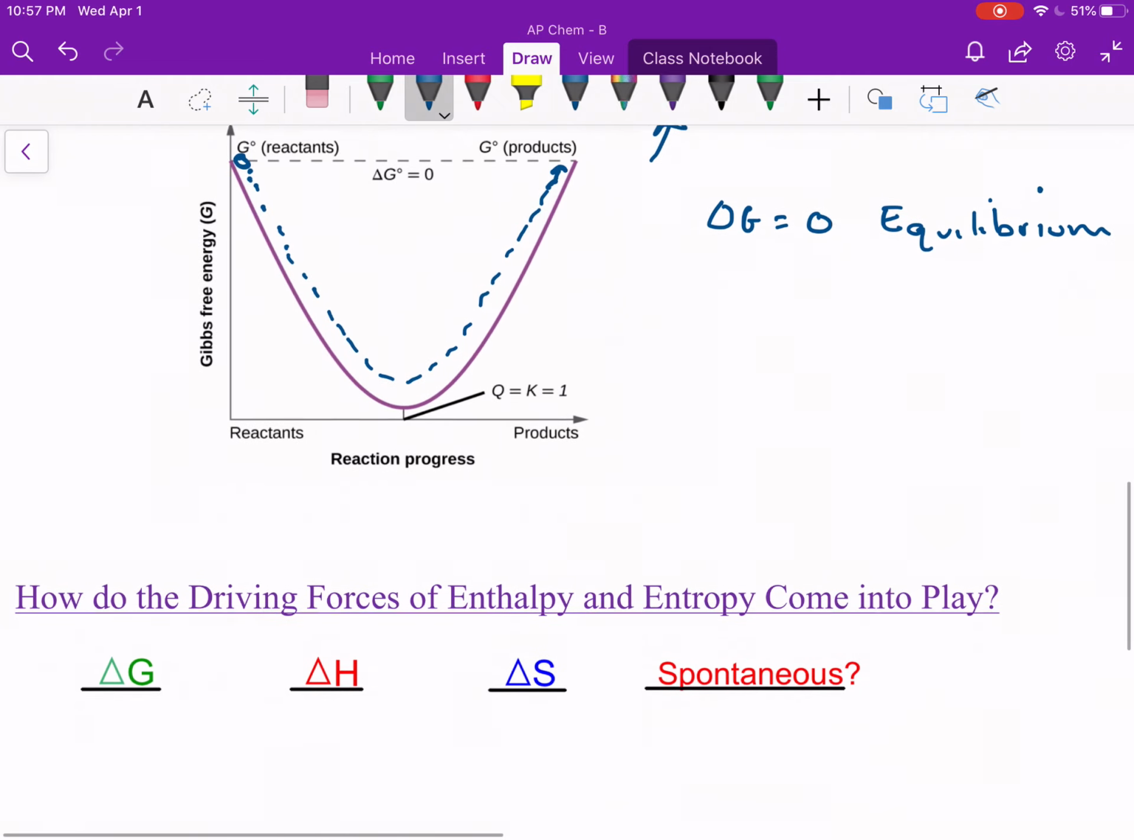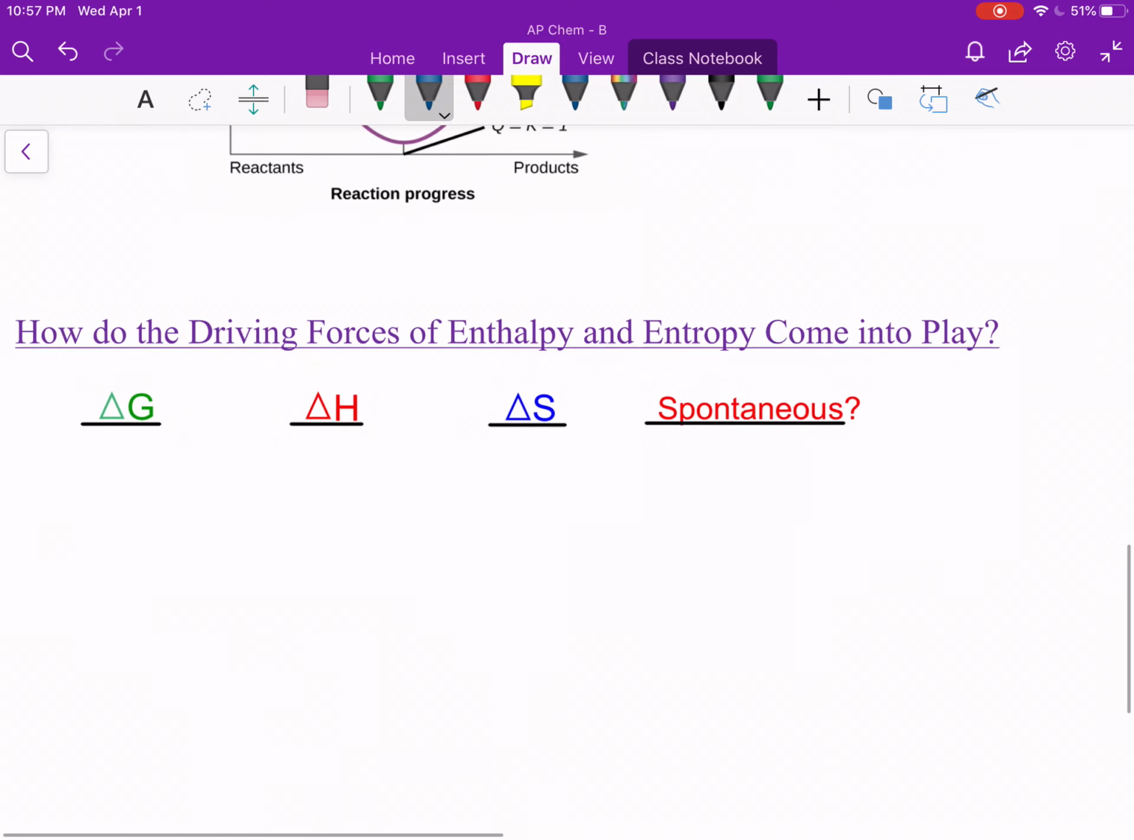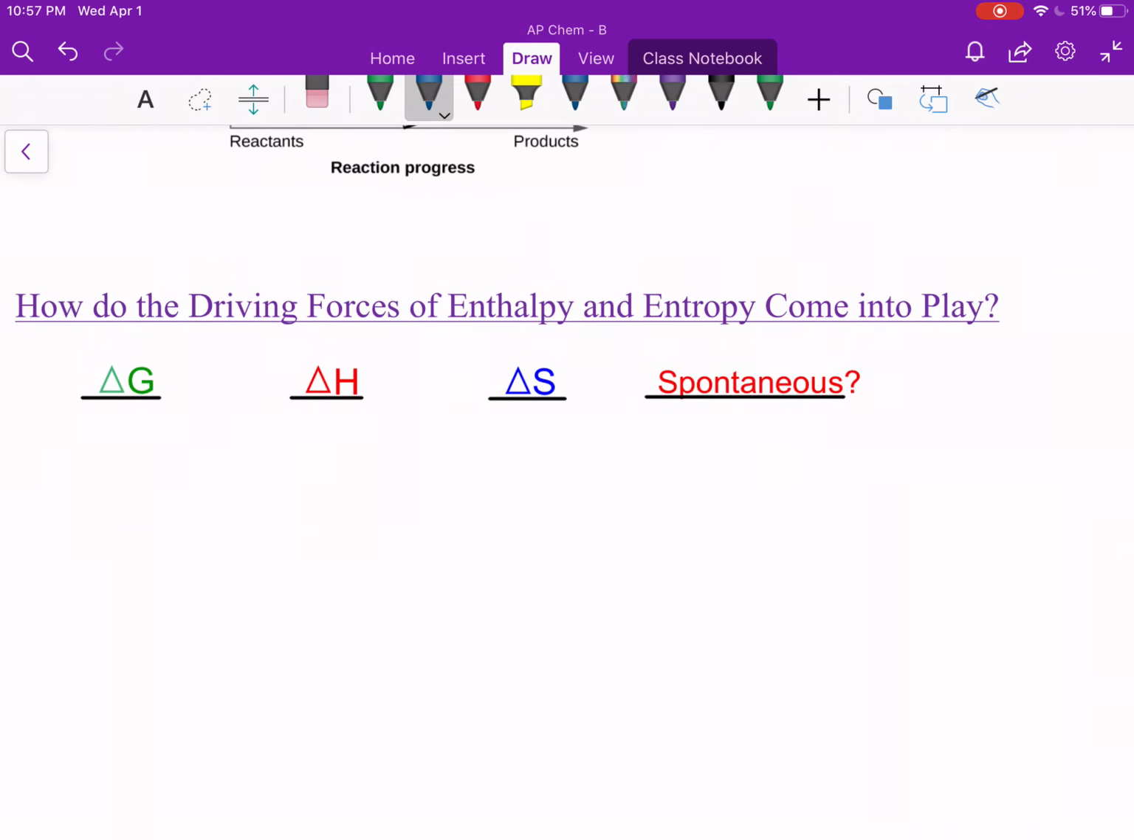So here's the thing: how do these come into play? Well, we know the natural tendency for a particular process, if we're talking about enthalpy, delta H, is that reactions tend to want to be exothermic. If they're exothermic, the bonds in the products are more stable than the bonds in the reactants.